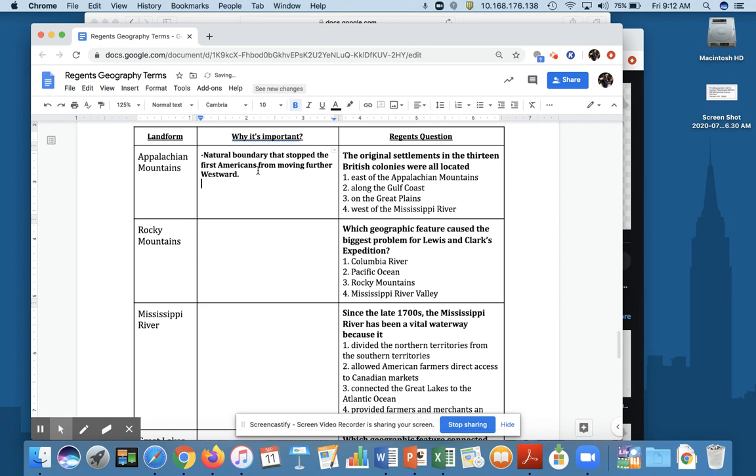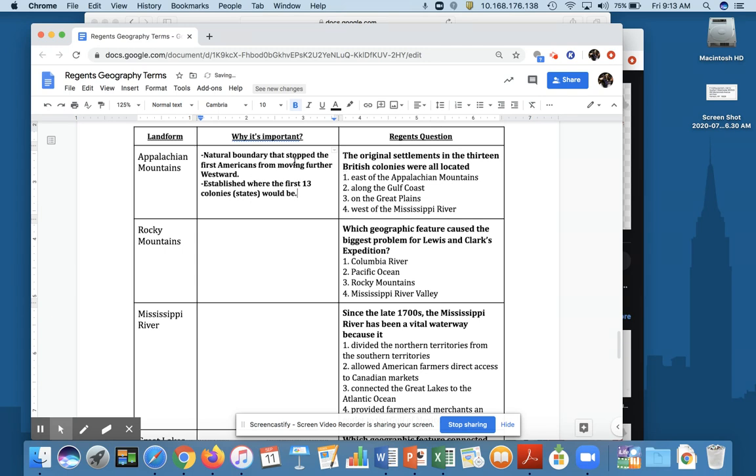Okay. And also, there's more of an American history thing. We don't need to write it down, but it made it easier for Great Britain to rule us because it was closer to their land. Okay, which we'll talk about more later on. But the Appalachian Mountains, okay, natural boundary that stopped the first Americans from moving westward. Okay, established where the first 13 colonies or states would be.